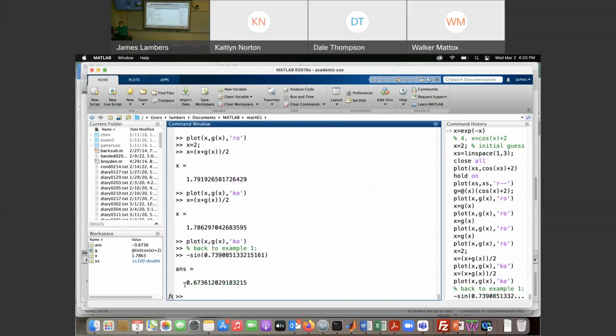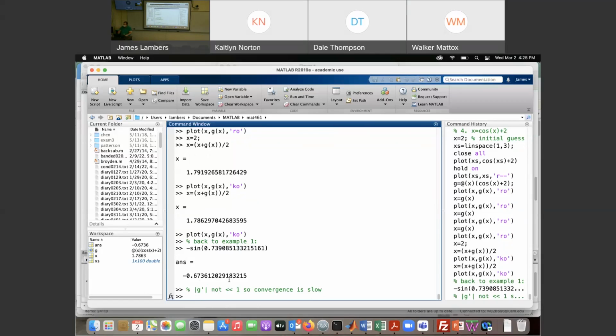Right, so we want this value to be as small as possible. So the smaller g prime is at the fixed point, the faster convergence will be, but this is not small. So in fact, you can solve this equation more rapidly using bisection than with this choice of fixed point iteration. So g prime is not much less than 1 in absolute value. That's why the convergence is slow in that case.